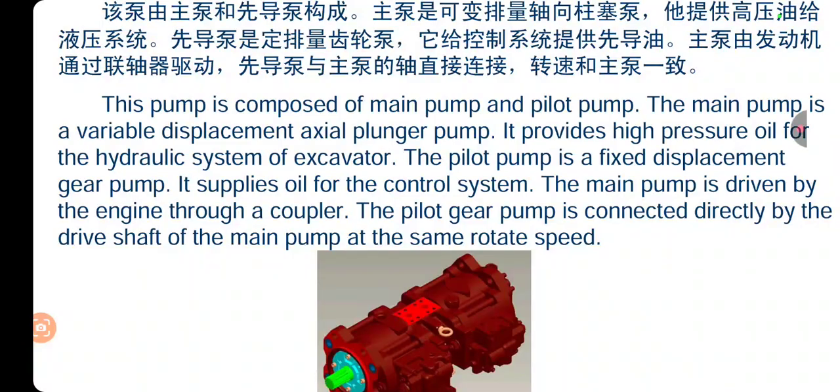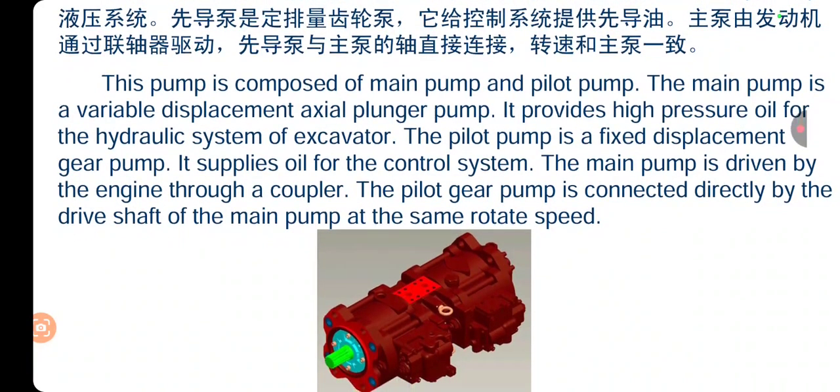The main pump assembly is composed of the main pump and the pilot pump. The pilot pump is what I was calling the charging pump or auxiliary pump. The main pump is a variable displacement axial plunger pump. It produces high pressure oil for the hydraulic system of the excavator. The pilot pump is a fixed displacement gear pump. It supplies oil for the control system. The pump and the main pump are driven by the engine through a coupler. The pilot gear pump is connected directly to the drive shaft of the main pump at the same rotating speed.